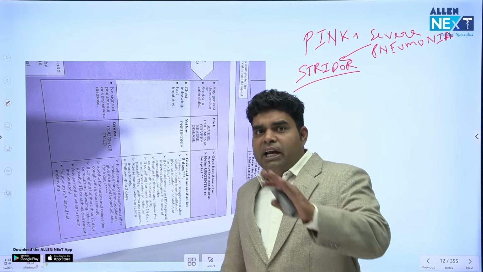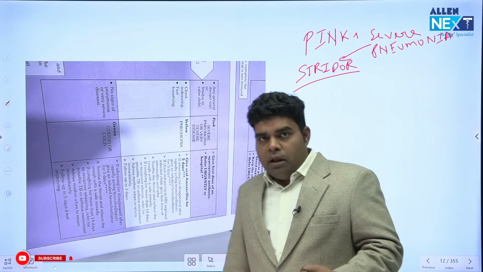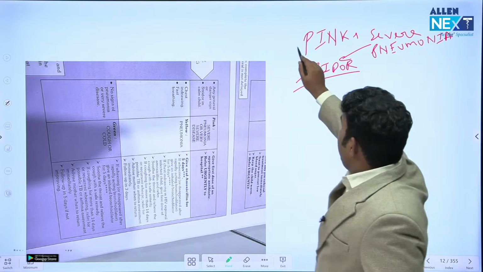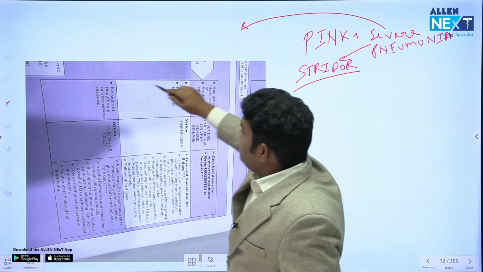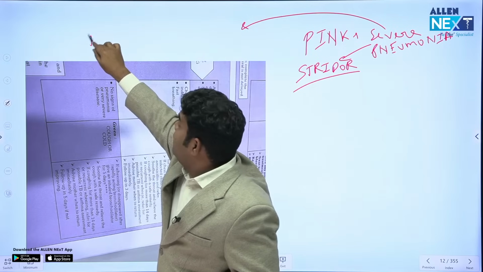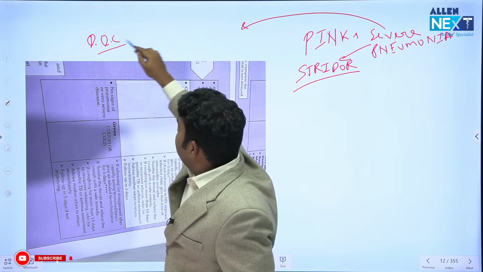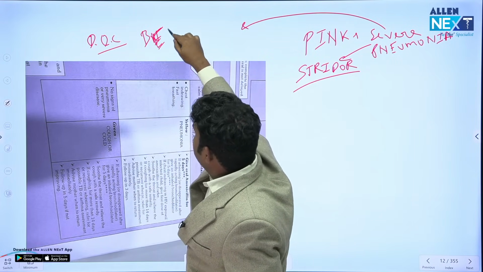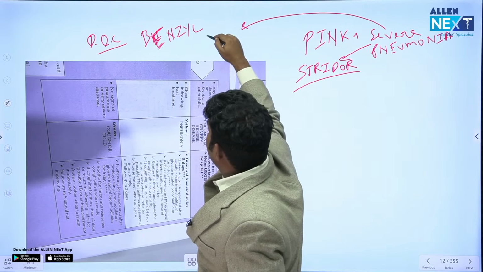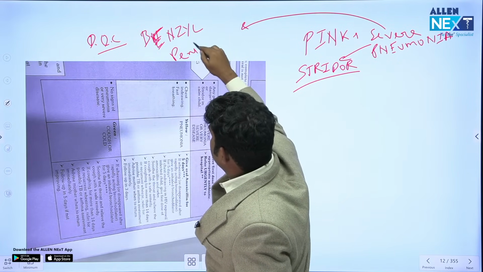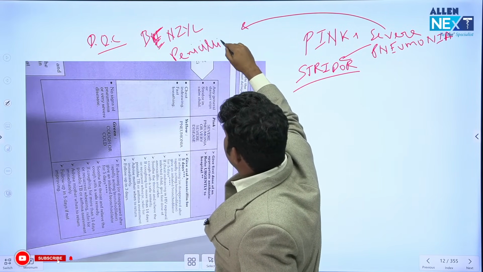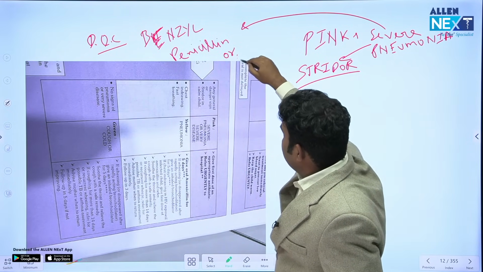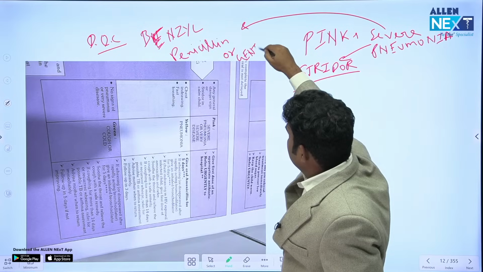So if there is a danger sign or stridor while breathing, you classify it as severe pneumonia. It is the pink category. And in severe pneumonia, the antibiotic of choice, drug of choice is benzyl penicillin. Along with benzyl penicillin, because some patients can be allergic to penicillin, it can lead to anaphylactic shock also, the second drug which we give is gentamicin.